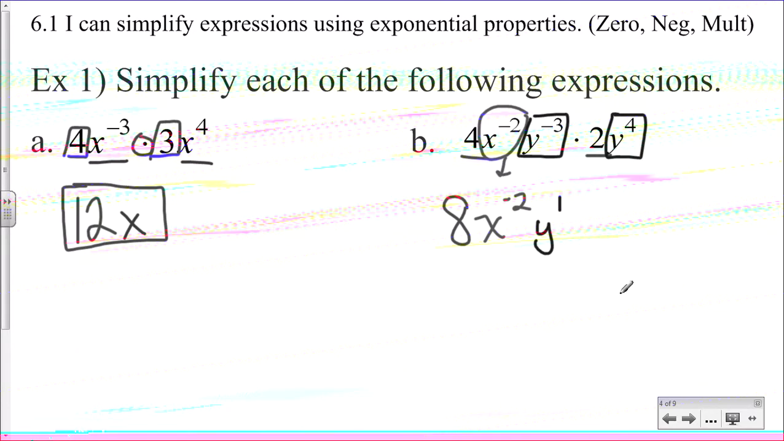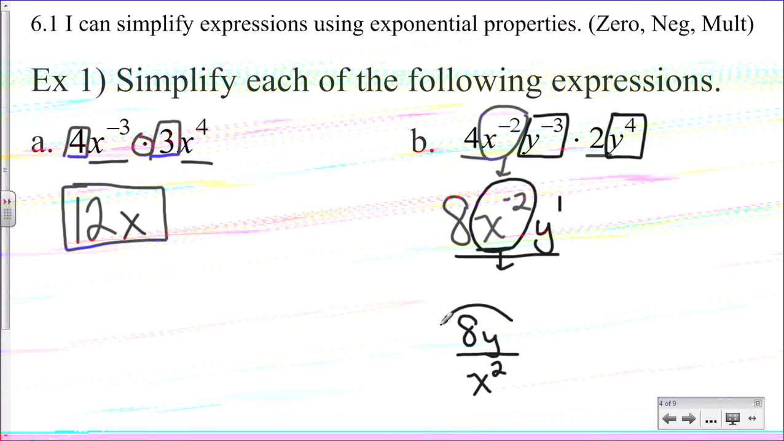Okay, so the parentheses are gone. All of my x's are combined together. All my y's are combined together. All my coefficients have been multiplied. My last step is to check for negative and 0 exponents. So remember from Thursday, if we have a part that has a negative exponent, we're going to move that part to the bottom of the fraction. So the 8 and the y will stay on the top. Both have positive exponents. But the x is going to move to the bottom, and that 2 is going to become positive. So my final answer here is 8y over x squared.